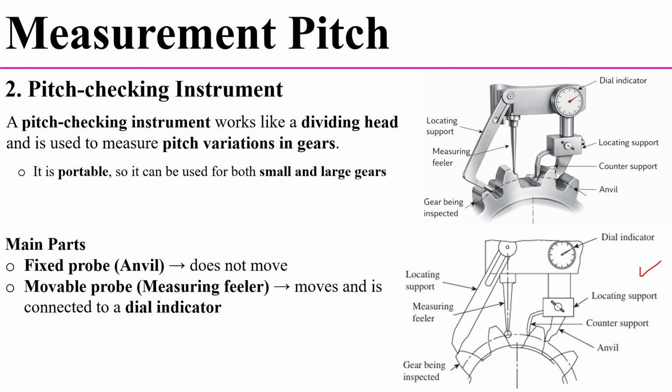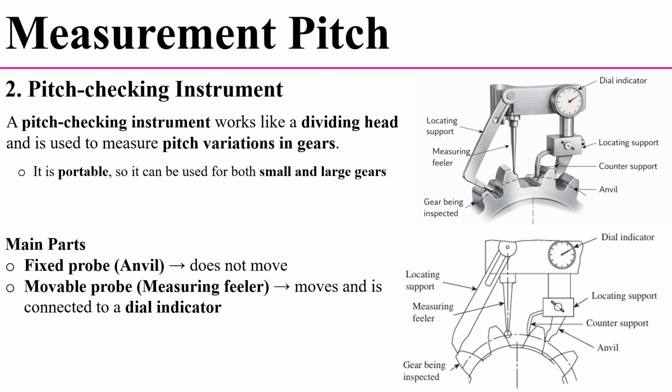Pitch checking instruments work like a dividing head and are used to measure the pitch variation in gears. Compared with the pitch measuring instrument, these pitch checking instruments are portable. So they can be used for both small and large gears. So let's see the main parts of the pitch checking instrument.